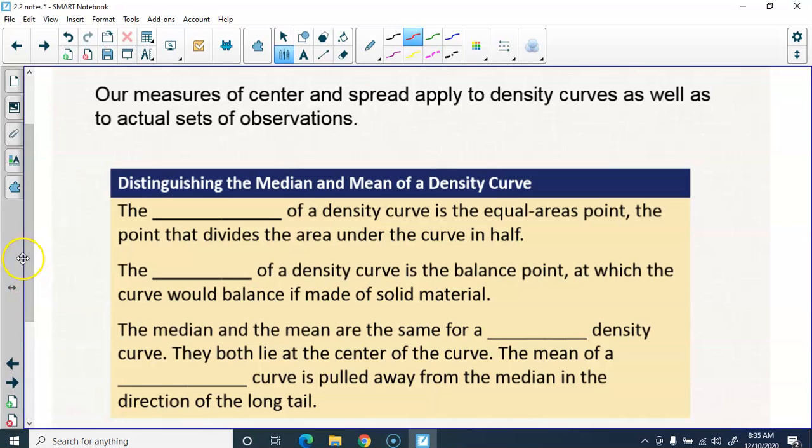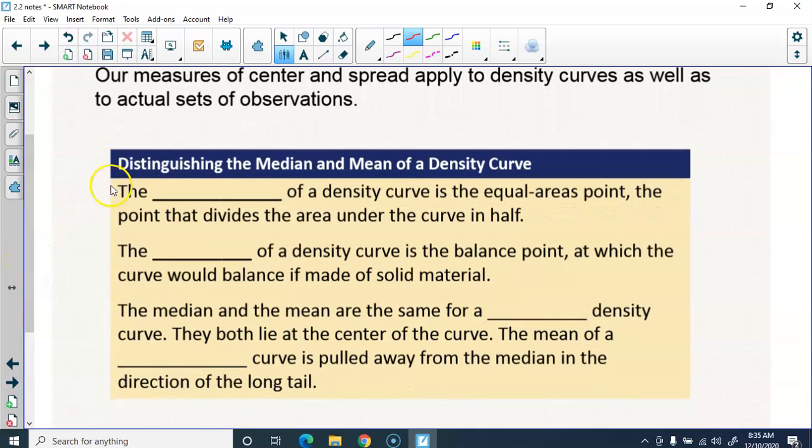Measures of center and spread apply to density curves as well. The median of a density curve is the equal area point, so that divides the area under the curve in half. The mean is the balance point, at which the curve would balance if it was made of a solid material. And remember that the mean is what moves if the density curve is not symmetric, so it would move towards the tail. But the median cuts the area in half, so exactly 50% of the observations should be on the left and 50% should be on the right.